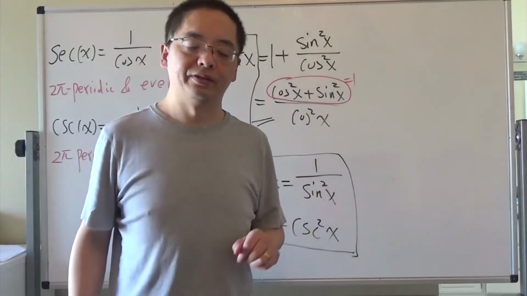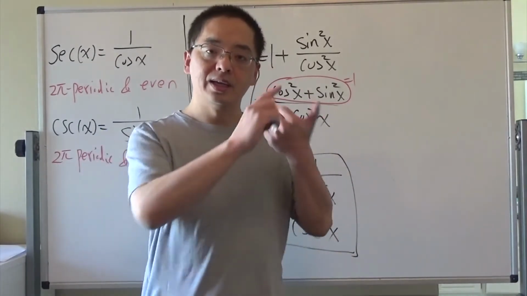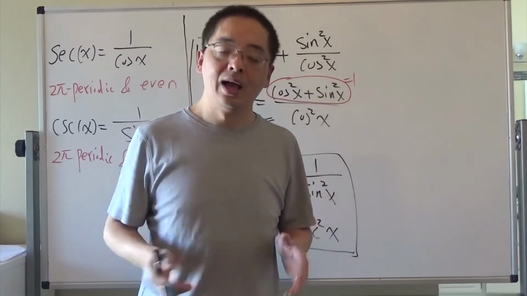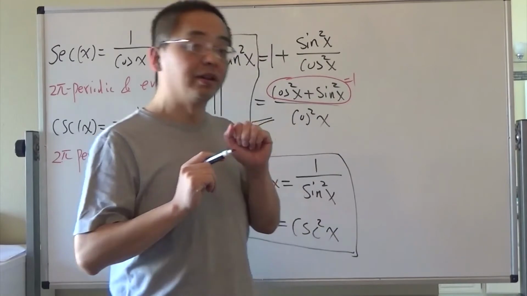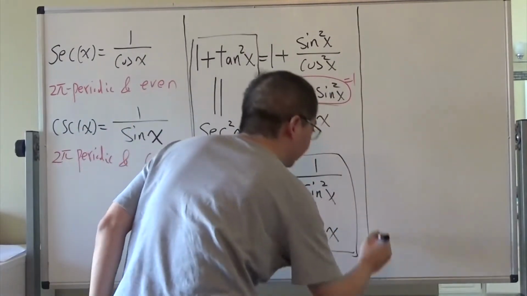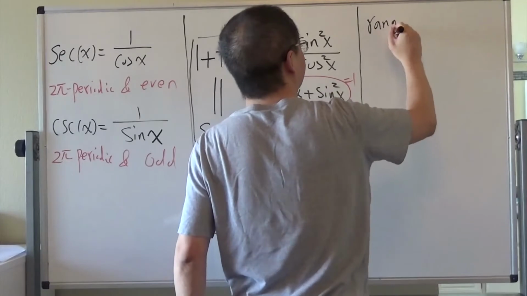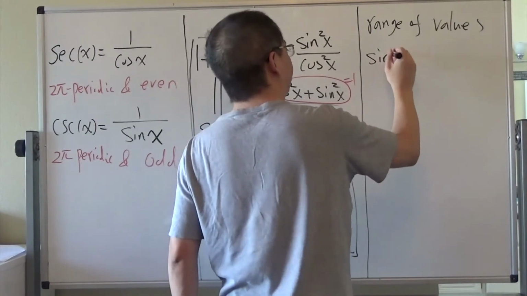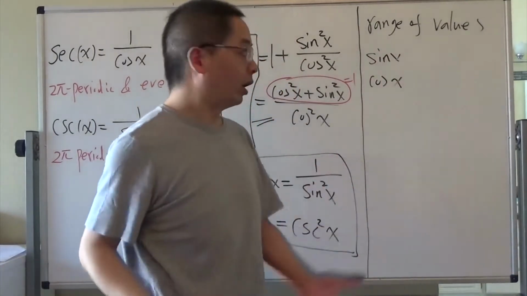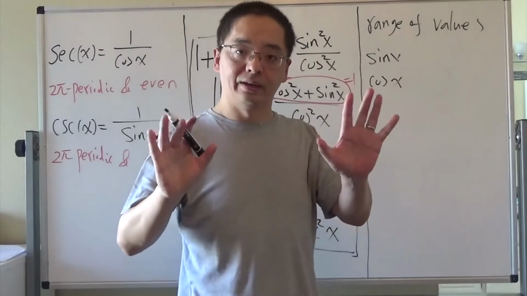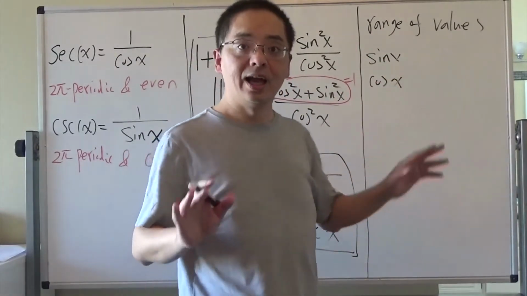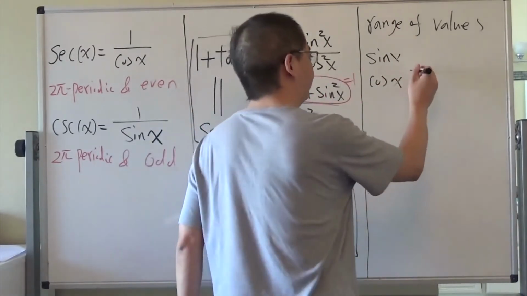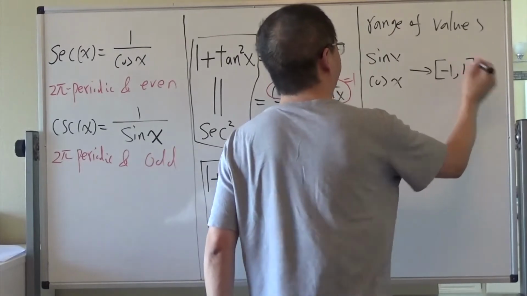So far, we have six trigonometric functions: sine, cosine, tangent, cotangent, secant, and cosecant. Now, let's compare the range of their values. For sine and cosine, the two most basic ones, we know their values. First of all, sine and cosine are defined for all real numbers x, and the collection of all possible values is between -1 and 1.